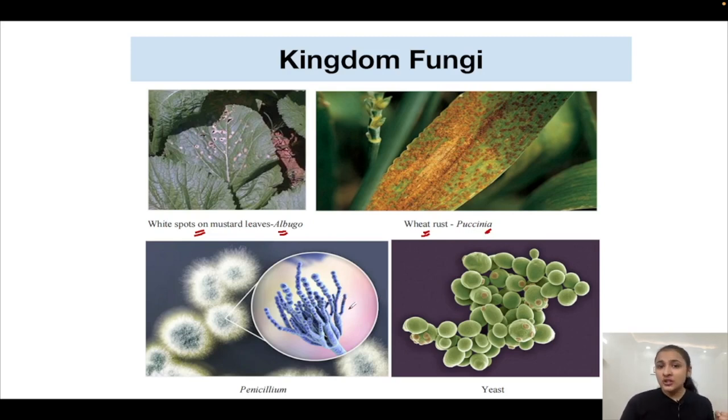Fungi also have some beneficial uses. For example, Penicillium, a fungus, is a source of the antibiotic penicillin. Yeast is a unicellular fungus. As you can see, all these cells represent yeast cells. It is responsible for the formation of bread and beer, so in that industry it is widely used. Yeast's scientific name is Saccharomyces cerevisiae. It is widely used in fermentation, in the making of bread and beer. So fungi are found everywhere, have a variety of uses and also various side effects, as already mentioned.